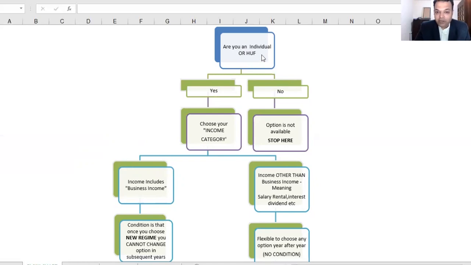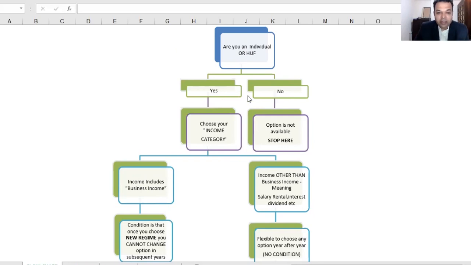Otherwise, if you are non-individual or non-HUF, then you are not eligible for the scheme. So, in simple words, if you're an individual who is running a business or has a salary or has interest income, rental income, or is a retired person, etc., then specifically this scheme is applicable. Otherwise, it is not applicable. Also, there is the other part, which is called HUF, for whom it is applicable. HUF is basically the Hindu undivided family. You have to create an entity based on legacy, property, etc. I don't want to go into detail. Let's restrict it to individuals.